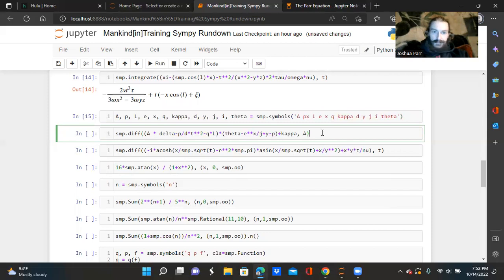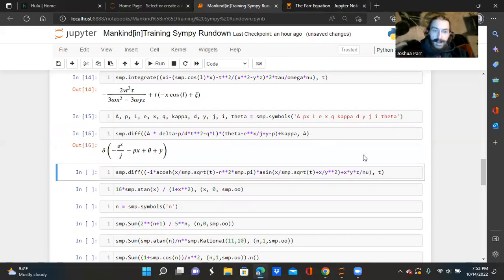So now I'm differentiating A times delta minus P divided by D times T squared minus Q times L times theta minus E squared, E to the X divided by J plus Y minus P plus kappa. And we are differentiating with respect to A. I'm trying to get a derivative, and it gave it to me quite fast. We have delta negative e to the x over j minus p of x plus theta plus y, which is exactly what I was looking for.